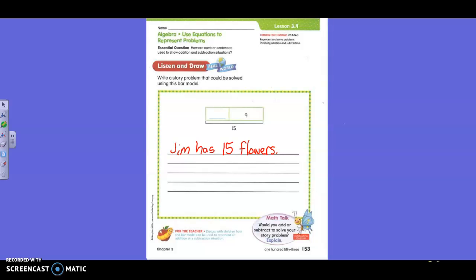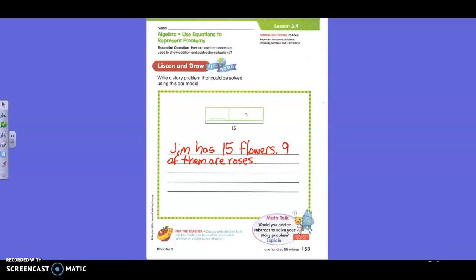9 of them are roses? Okay, that's fine. 9 of them, did you put a period? Yes I did, are roses. Now this is going to be different. 9 of them are roses. Okay, I was telling the class that I personally probably would have said that he gave away 9 roses, or he lost 9 roses, or 9 flowers blew away, or something. But this will still work. 9 of them are roses.